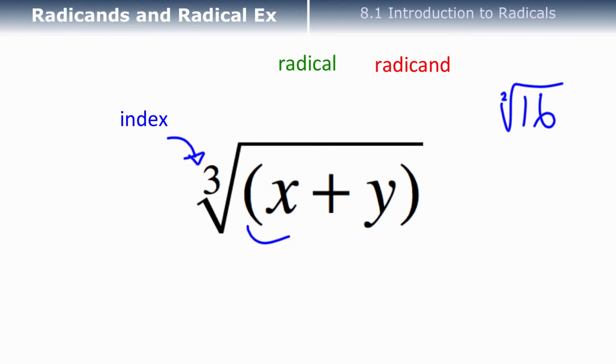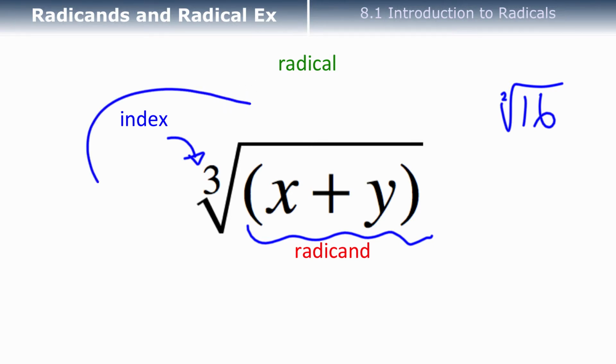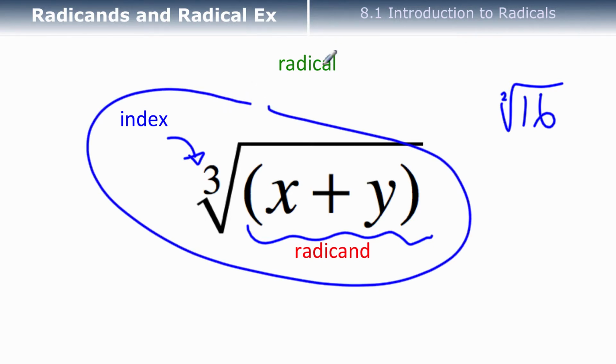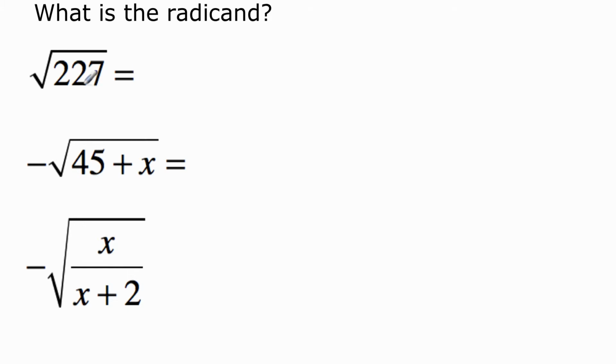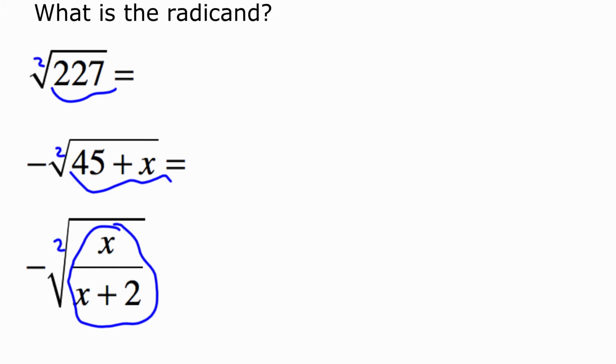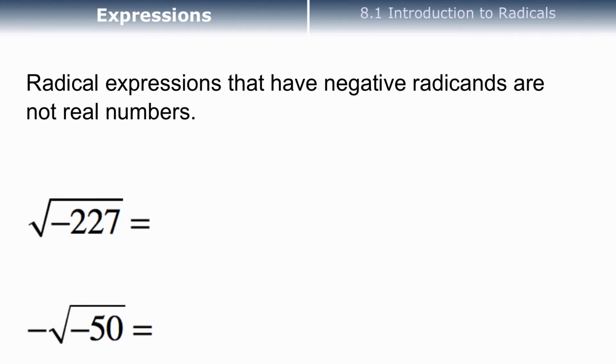And then this part underneath here is known as the radicand. Okay, and then the whole thing together is called the radical. Maybe just try identifying those on these next questions. So what is the radicand? It's the thing underneath. Whatever's underneath the radical, that would be a radicand. The index for all three of these questions is 2 because, and you don't have to write it, but since it's not written, we assume it to be a 2.